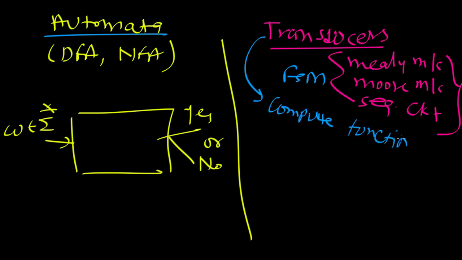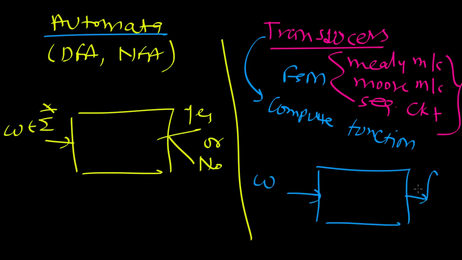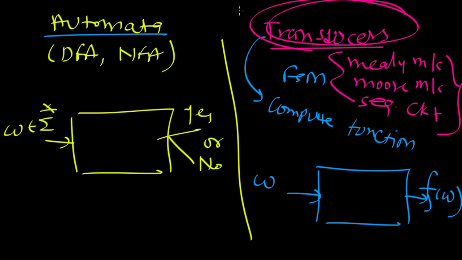Now you can notice that this transducer, what it will do: you give input W and the output will be some function of W. So they will compute functions. For example, they can compute 1's complement, 2's complement. So you can notice in the transducer we don't have the concept of final state. Here we have something called final state.